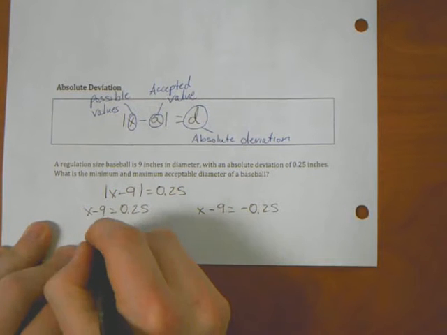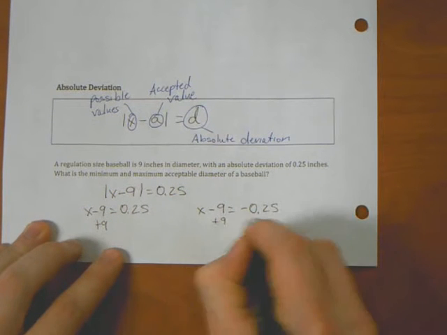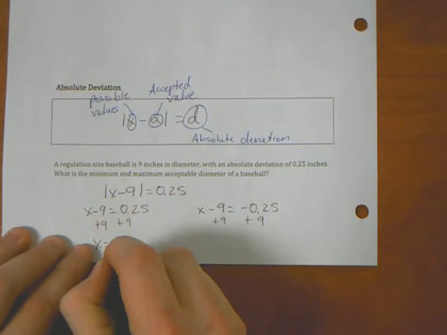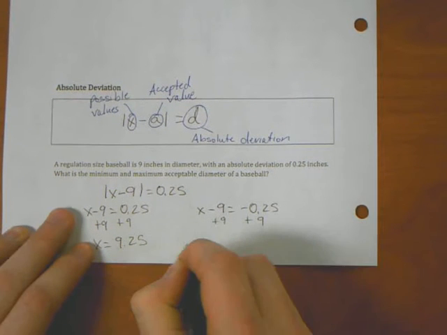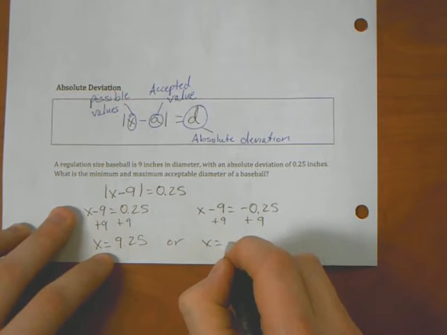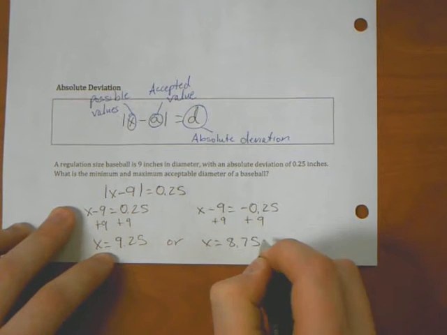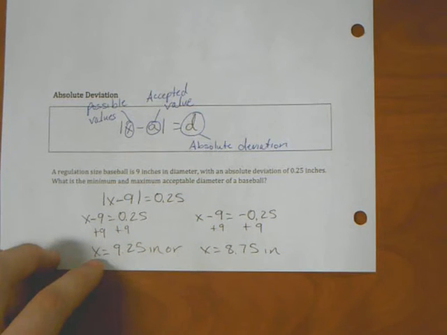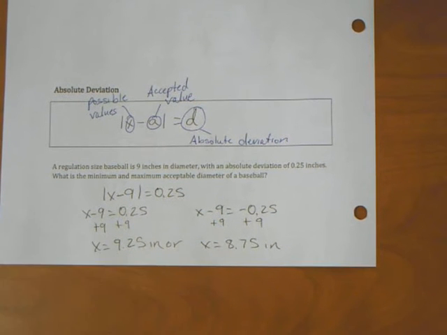So you can add 9, add 9. So x equals 9.25, or x equals 8.75. Can't forget our units, which are inches. So the smallest baseball can have a diameter of 8.75 inches, and the largest baseball can have a diameter of 9.25 inches.